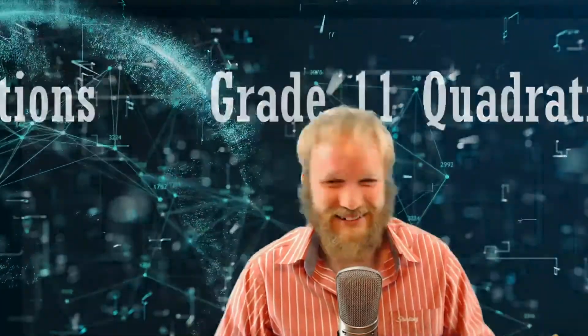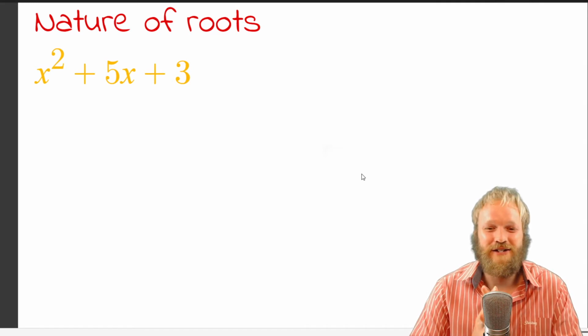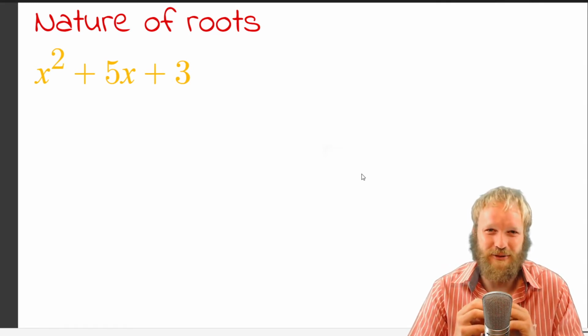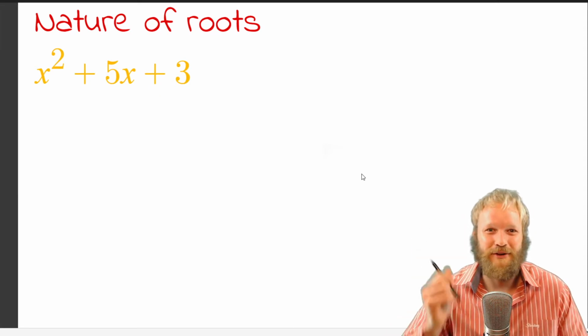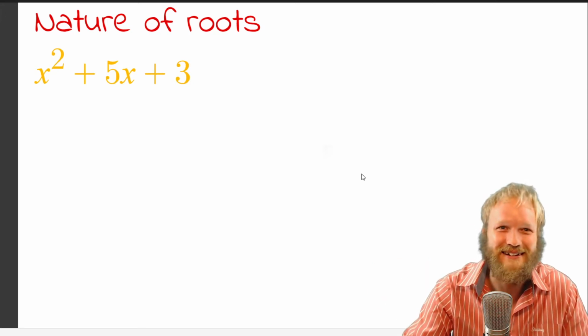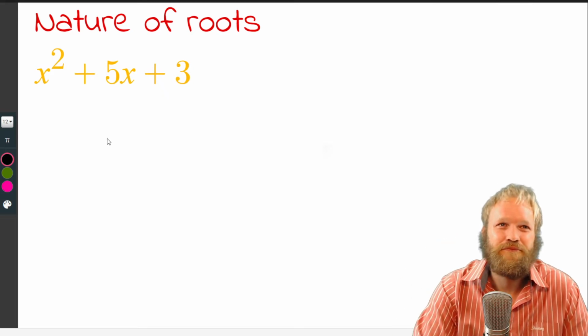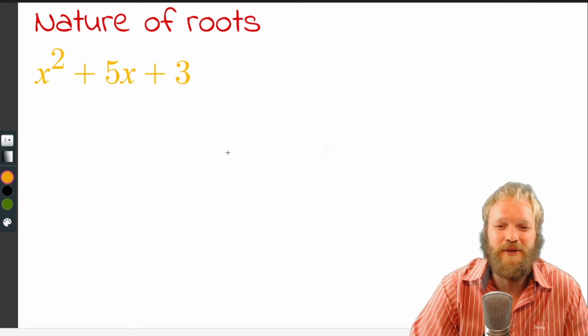Oh yeah, right. So we're doing nature of roots now. Nature of roots is going to be all about the discriminant, as we call it. So we're just going to go through 4 examples. Maybe you can hit pause. So let's say we've got this equation, and our key thing that we're going to be using is our quadratic formula.